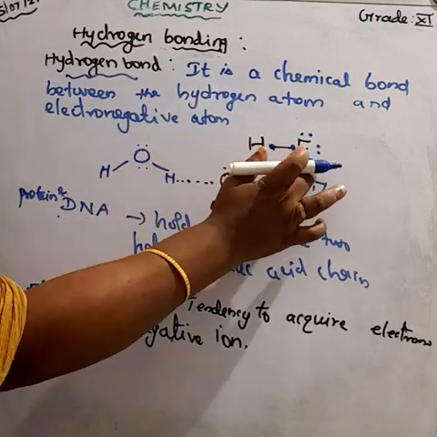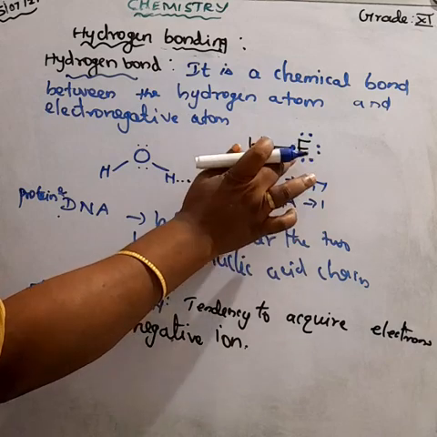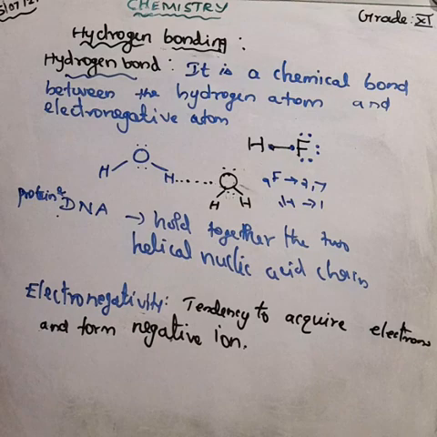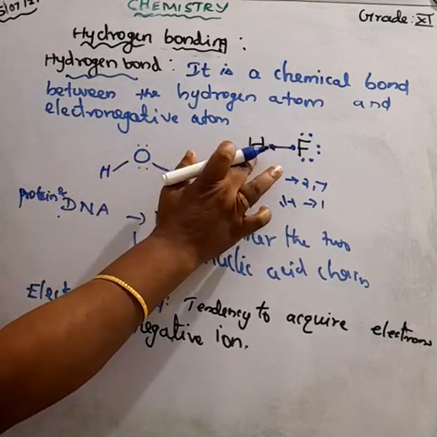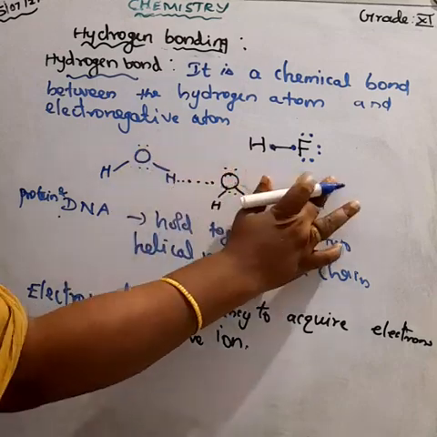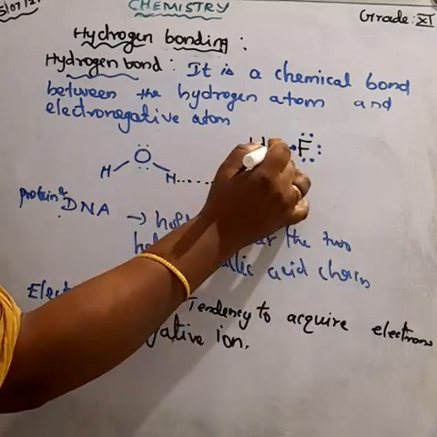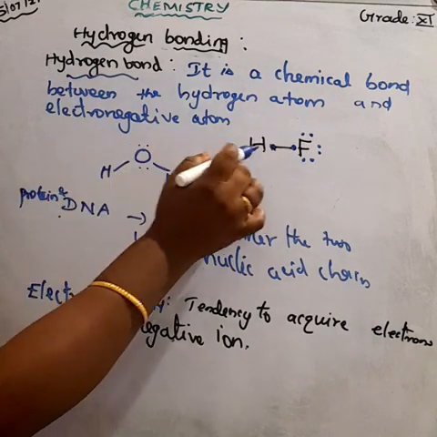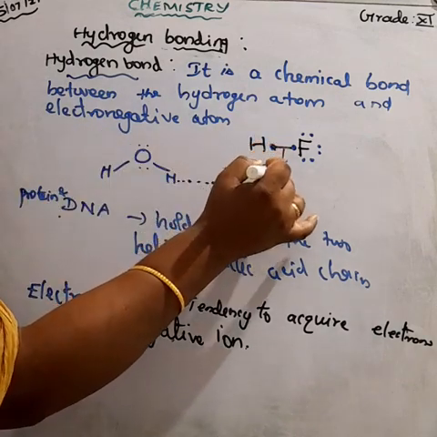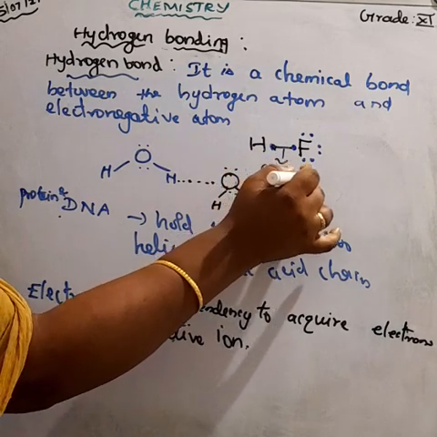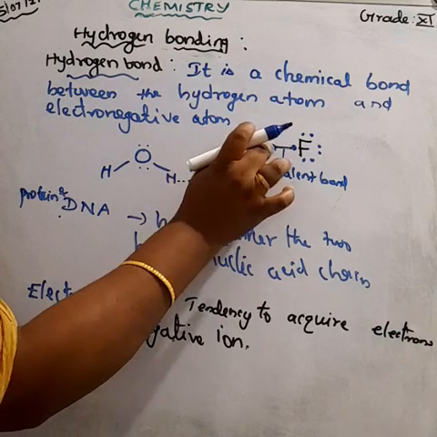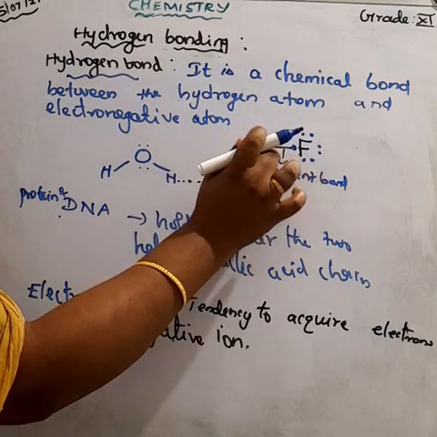Like that, hydrogen also needs one electron to get the stable doublet configuration. So the fluorine atom shares an electron with the hydrogen atom to get the stable configuration. Understood? By the sharing of a pair of electrons between the two atoms, the bond is formed. This bond is called the covalent bond.